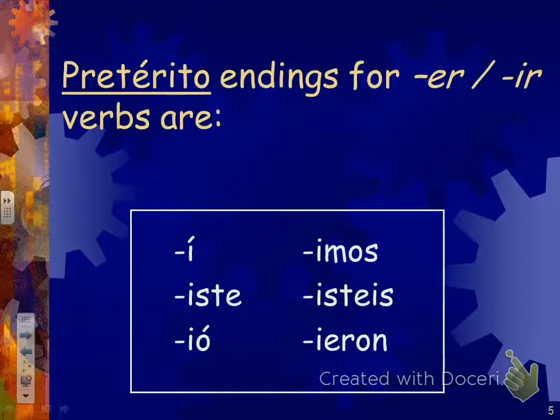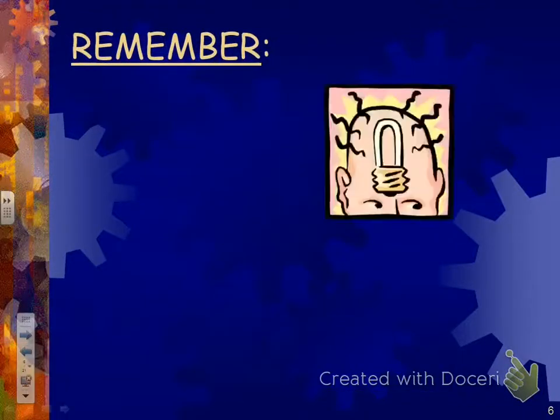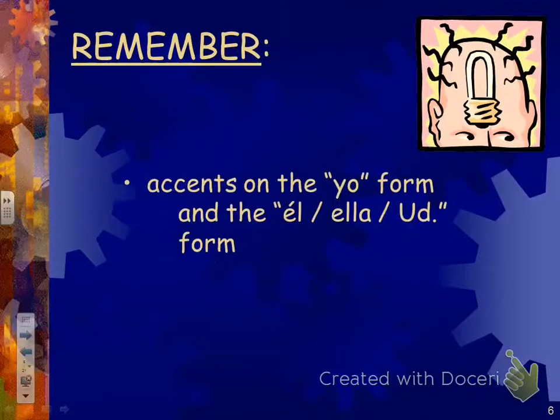Now remember that conjugation in ER and IR verbs are exactly the same in any tense that you use. They are exactly the same. Okay? All right. So, remember this. There are accents in two forms. In the yo form and in the él, ella, usted. Those are the only times you have accents in regular preterite tense verbs.